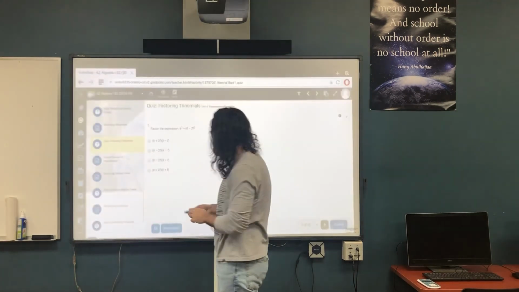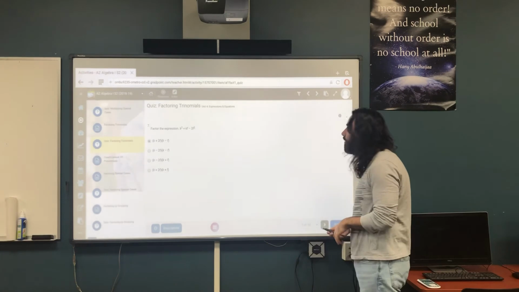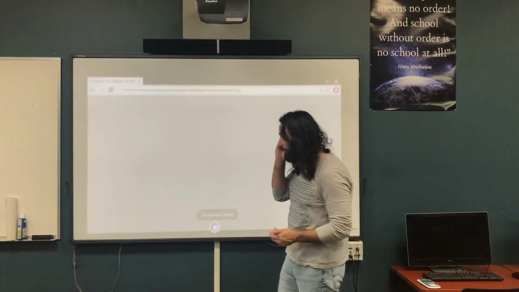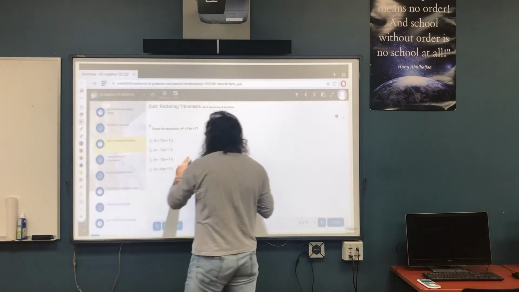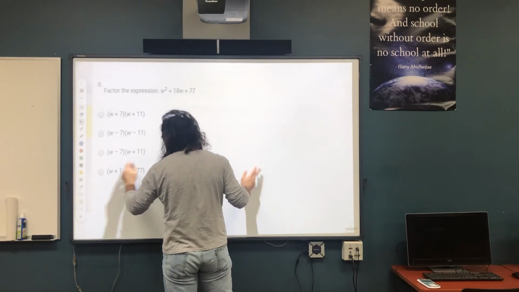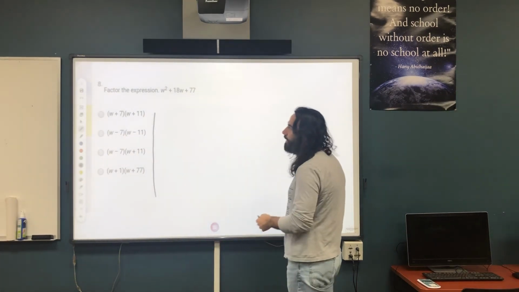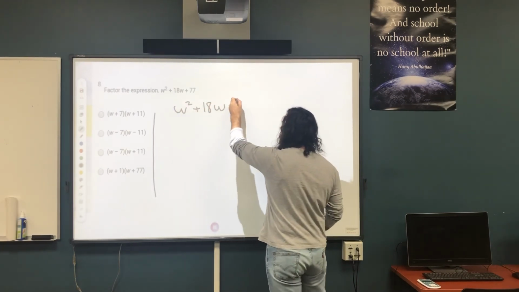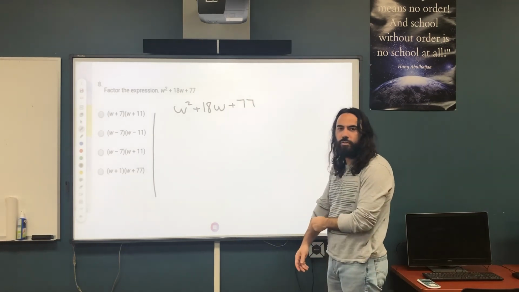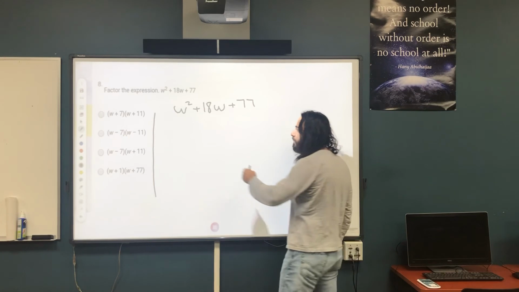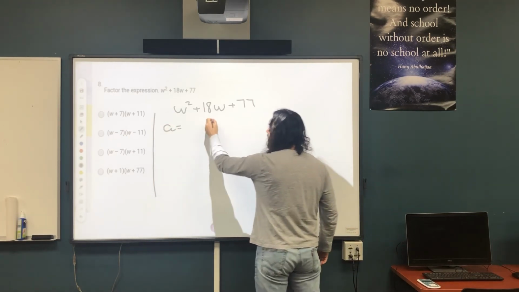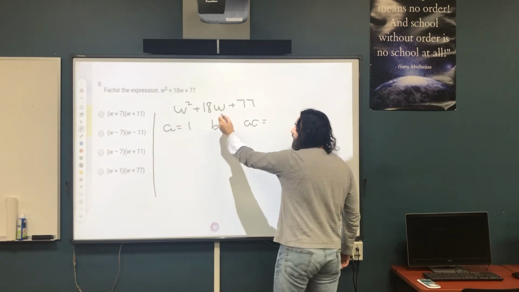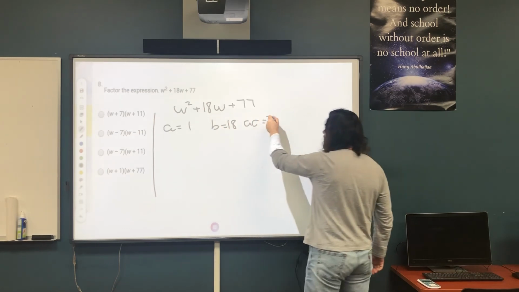I'll do one more, guys. This is one of the easy questions. We didn't do a lot of the easy questions, so let's do one more of the easy ones. And that is it for this assignment. So, factor the expression w squared plus 18w plus 77. The same thing, the first thing you need to do is find the values of a, b, and c, or ac. So a is 1, b is 18, and ac is 77.